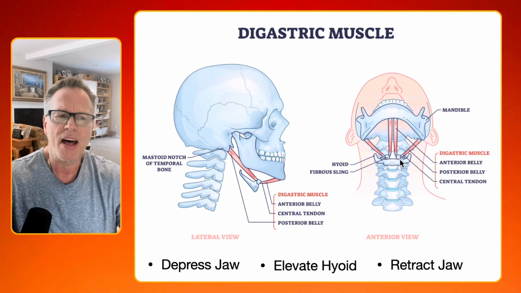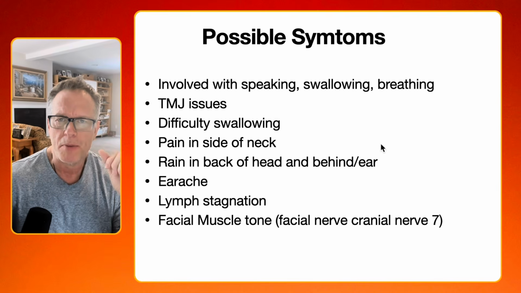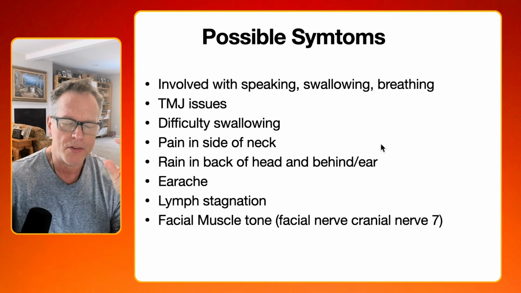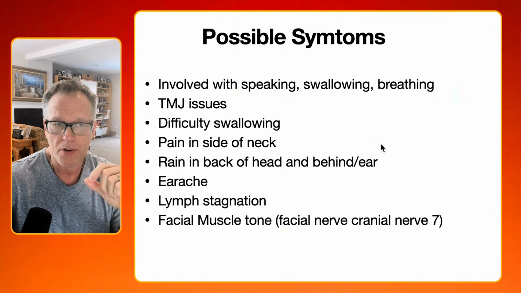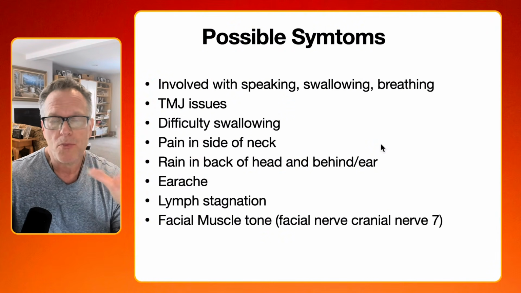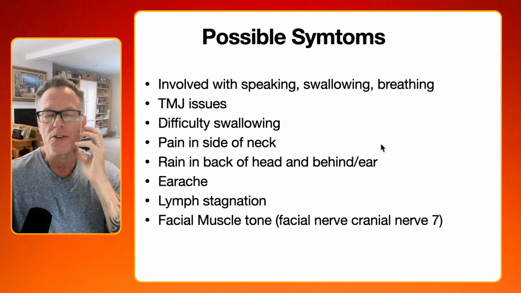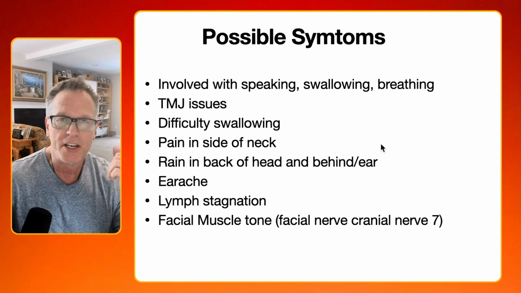and on that hyoid. So what are some of the possible symptoms that you can have when there's an issue with the digastric, either the anterior or the posterior? And usually it's going to be both. It's involved with speaking, swallowing, and breathing. So you can have an issue with any of those. Difficulty swallowing, difficulty breathing, difficulty speaking, TMJ, jaw issues, jaw pain, jaw deviation, stuff like that.